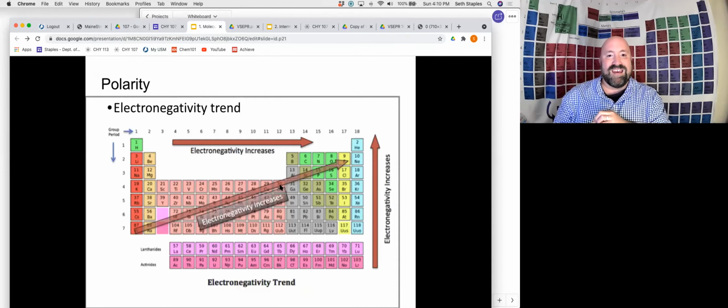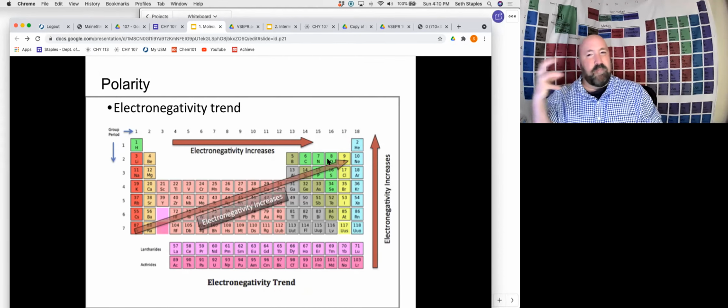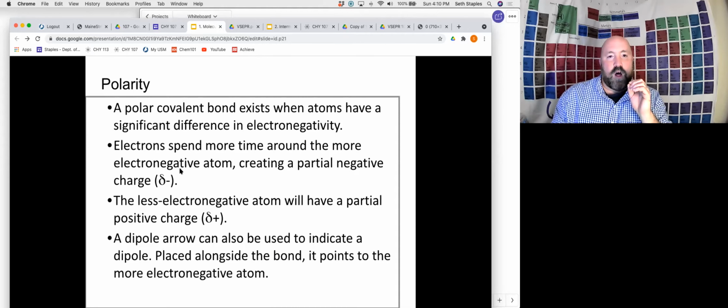And this, you can see what our trend is here. As we look at the periodic table, electronegativity increases as we move up and to the right. We don't really consider the noble gases because those don't participate in bonding really. So that means that fluorine is our most electronegative atom. And so if we have a bond between, say, carbon and fluorine, then the electrons in that bond spend more of their time closer to fluorine. What that does is that builds up what we call a partial negative charge on the fluorine atom. The carbon atom in that case would have what we call a partial positive charge.